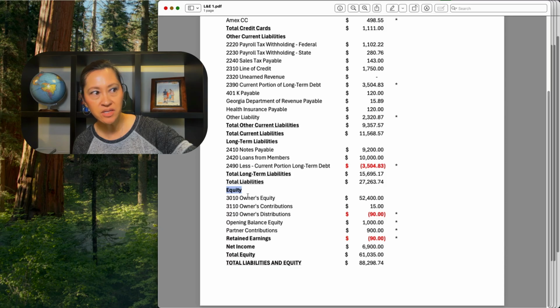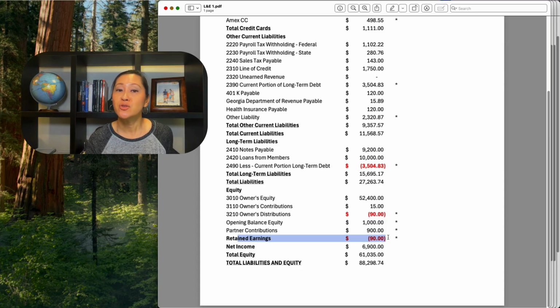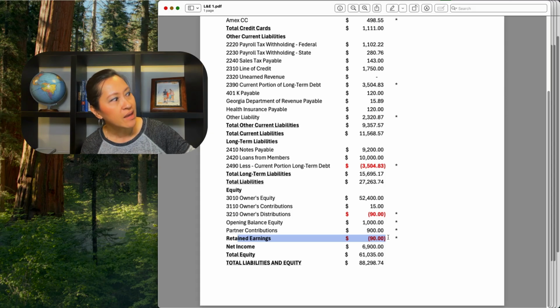Here I notice owner's distributions and retained earnings show the exact same amount. That immediately raises a question. Is that truly the retained earnings from last year's profit? Did the business have a small net loss? Or is there a duplicate transaction that really belongs under owner's distributions?